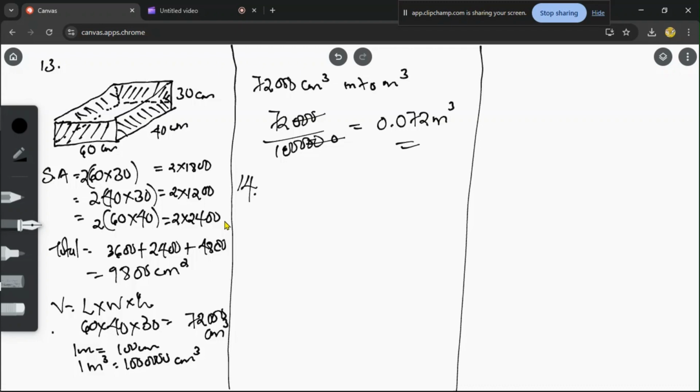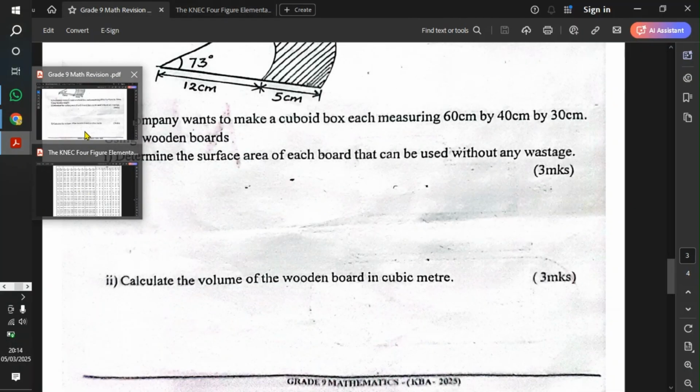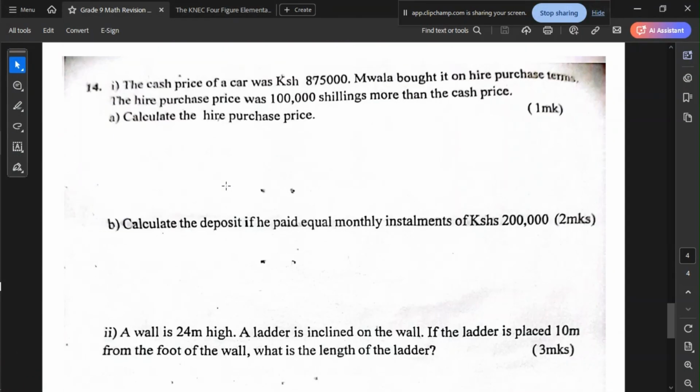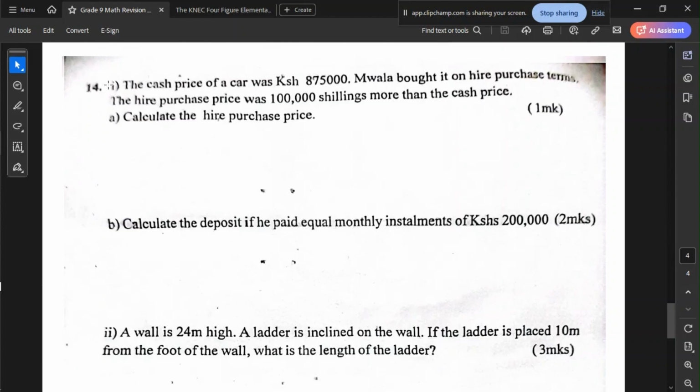If I go to number 14, number 14 reads: the cash price of a car was shillings 875,000. Mola bought it on hire purchase terms. The hire purchase price was 100,000 shillings more than the cash price. You calculate the hire purchase price.